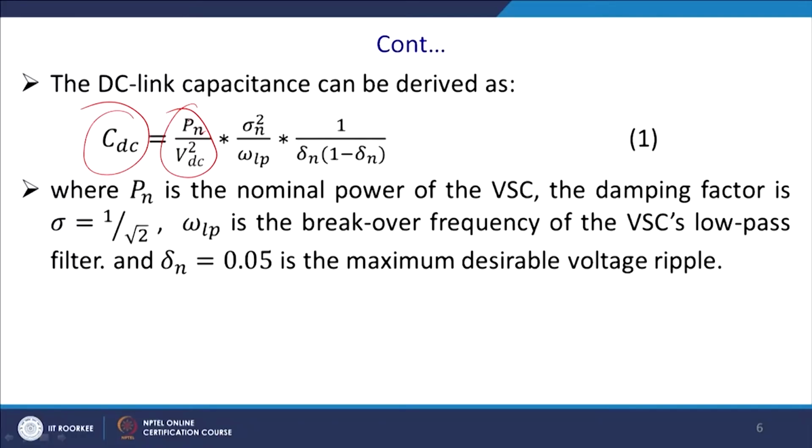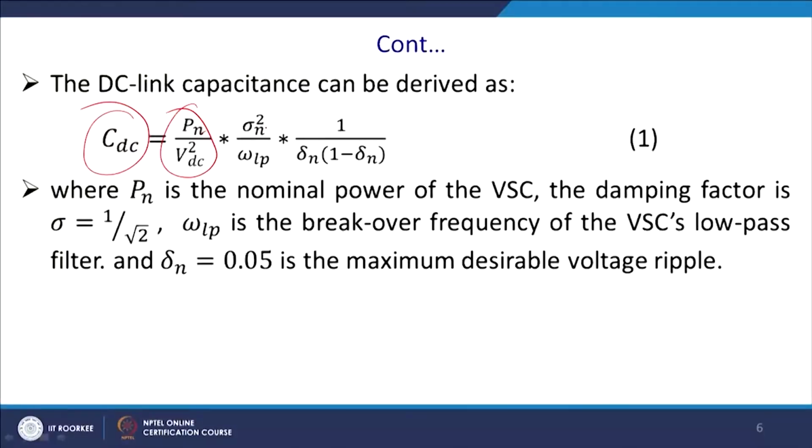Then, what is the voltage level you intend to maintain? Say if you have a 3-phase 3-wire system and you are rectifying it, the voltage will be around 600 volt from the 440 volt line. You are maintaining a little bit higher, maybe at 750 volt. So that voltage will come, and sigma and omega LP are the terms, the breakover frequency of the VSC low pass filters.